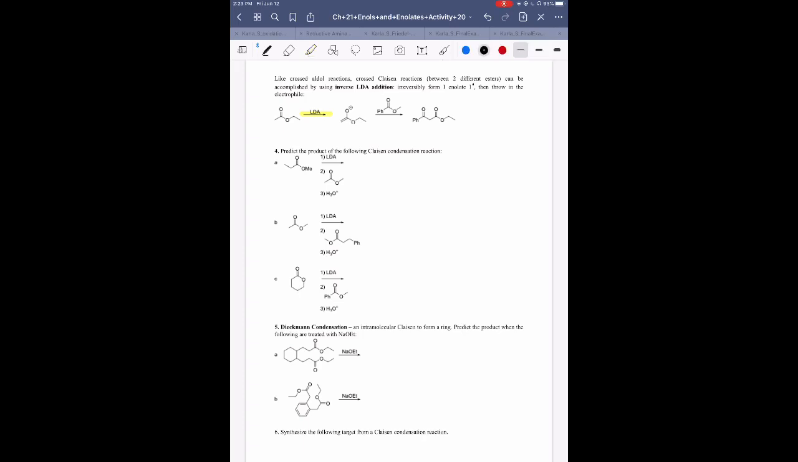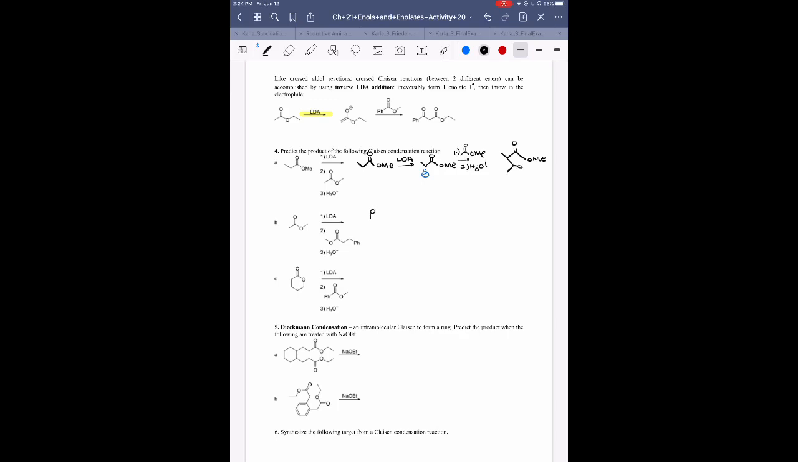So number 4, we're going to predict the product of the following Claisen condensation reaction. So we see that we have our first ester that's going to react with LDA, and it's going to cause it to become an enolate. That enolate is going to react with another ester, and it's going to form our product. That's going to look like this, our product.